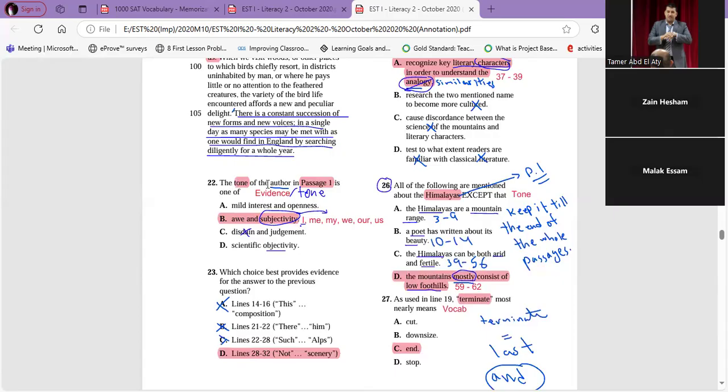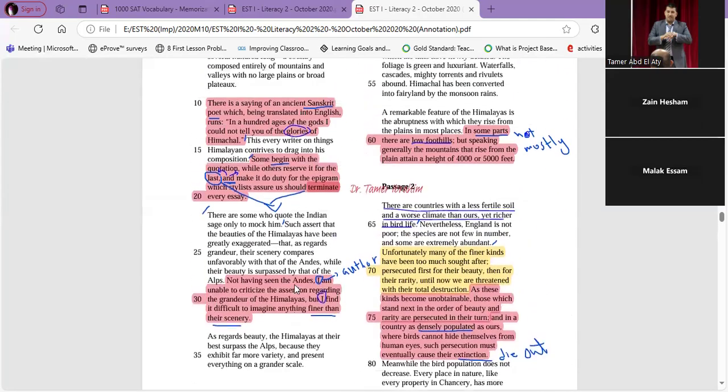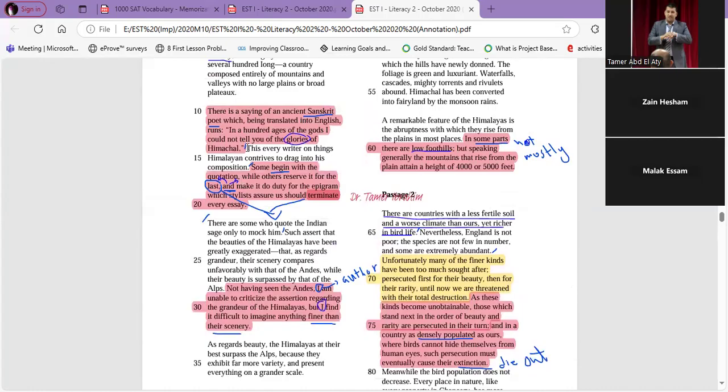It says the tone of the author in passage 1 is one of, so it includes tone and evidence. But I'm not going to depend on tone. I'm going to solve it with the evidence. No keywords, Dr. Tamer? Yes. So what we're going to do right now: read down, match it up. Read down, match it up. Okay. Let's read from line 14 to 16, from this till composition.